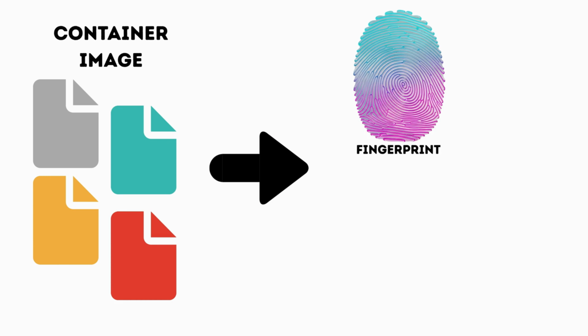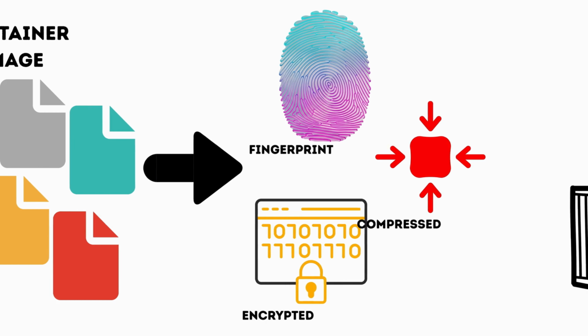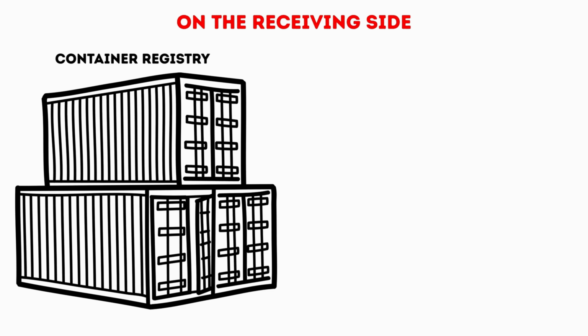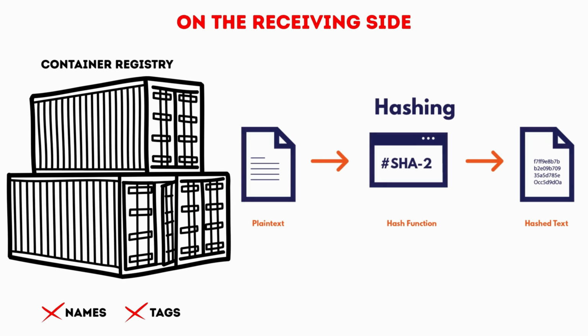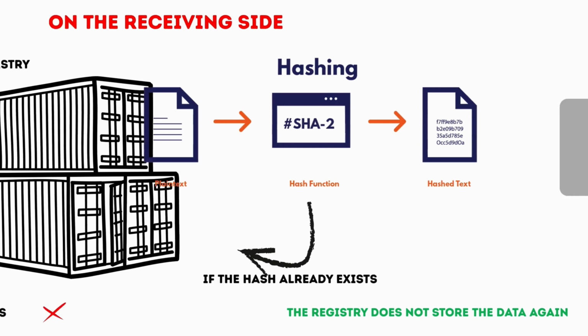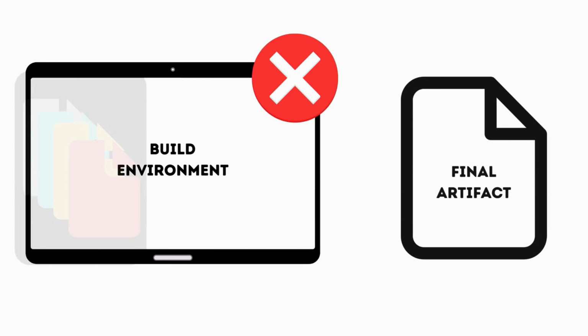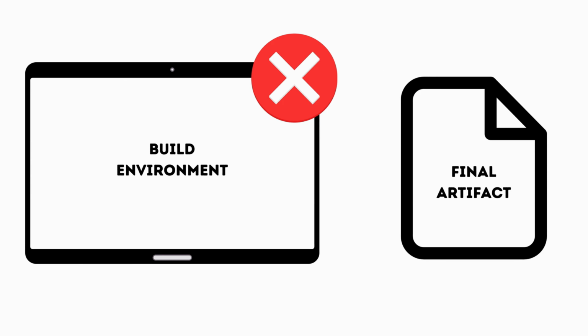Each layer is given a unique fingerprint, compressed, encrypted, and sent over the network. On the receiving side, the container registry does not rely on names or tags. It identifies everything by cryptographic hashes. If a layer already exists, it is reused instead of being stored again. Nothing is overwritten, and identical data is stored only once. Once the image is fully stored, the build environment is destroyed, and only the final artifact survives.